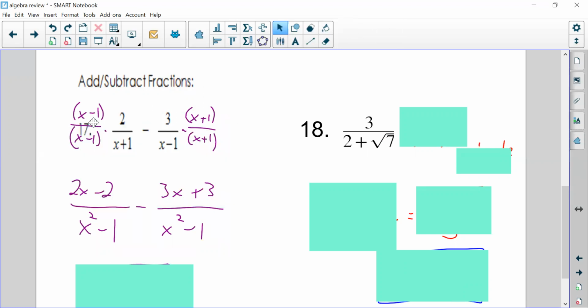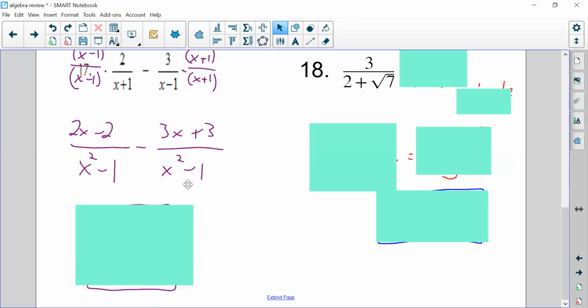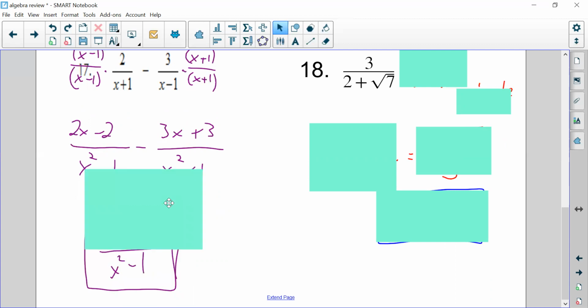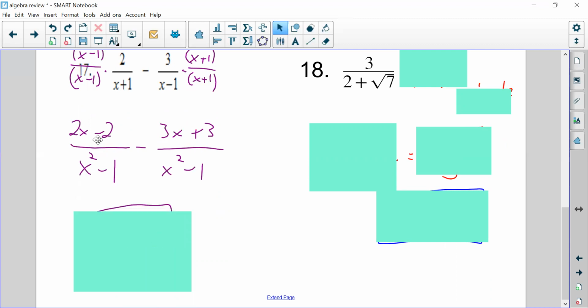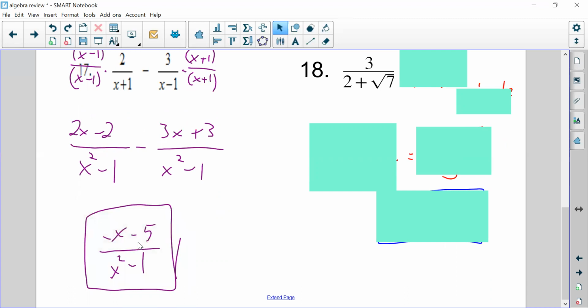The numerators change too. 2 times x minus 1 becomes this. 3 times x plus 1 becomes this. So I want you to predict what is underneath this green box. This fraction minus this fraction. The denominator is going to be x squared minus 1. No surprise there. But what is the numerator? 2x minus 3x is negative 1x. Negative 2 minus 3 is negative 5. So this is the one fraction.